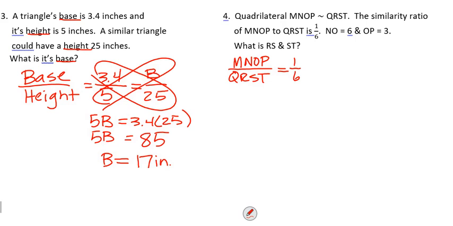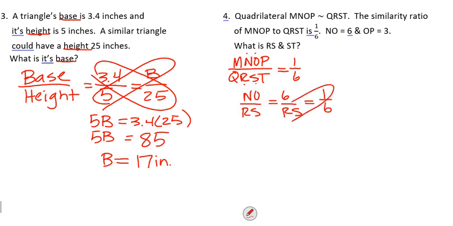Then we're going to start talking about what letters are on top and what letters are on bottom and what we're looking for. So it says that NO, which is on the top, is equal to 6, right? And then we're looking for RS. Notice here that NO are the two middle letters and RS are the two middle letters. So we're going to put RS down here. We're going to set that equal to 1/6 because that's our ratio.